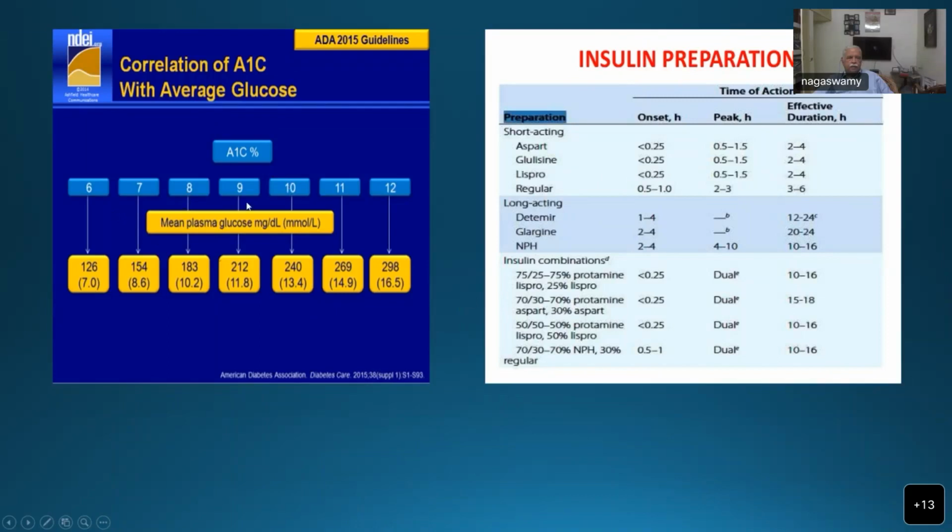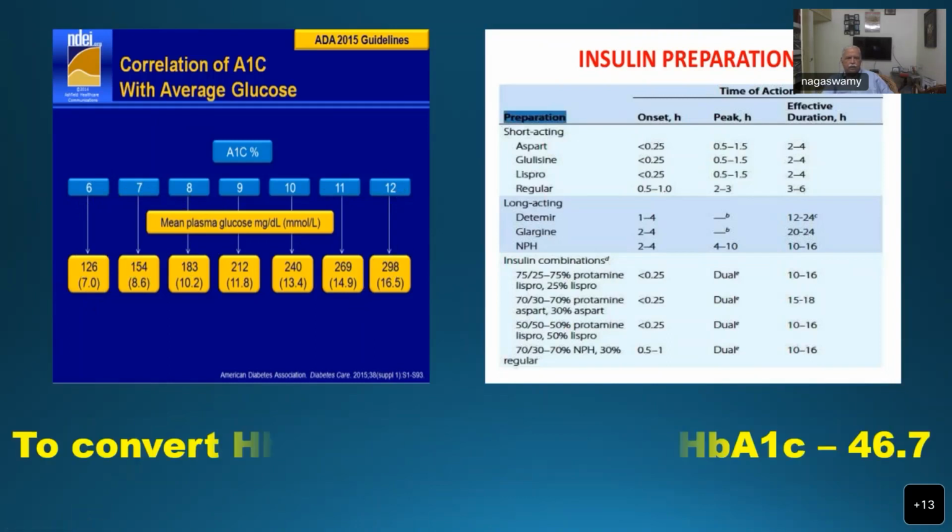And sometimes the examiners may ask you about the correlation between HbA1c and the blood sugar level. Normally we say less than 6 is supposed to be normal, 5.5 to 6 is normal. From 6 onwards you say impaired glucose level, then regular diabetic 7, 8, 9, and 12. If the HbA1c is 6, the average blood sugar is about 126. If it is 7, it is 154. If it is 8, 183. If it is 9, 212. If HbA1c is 12, it means 298 is the average glucose. This relationship is sometimes asked, so you have to remember it.